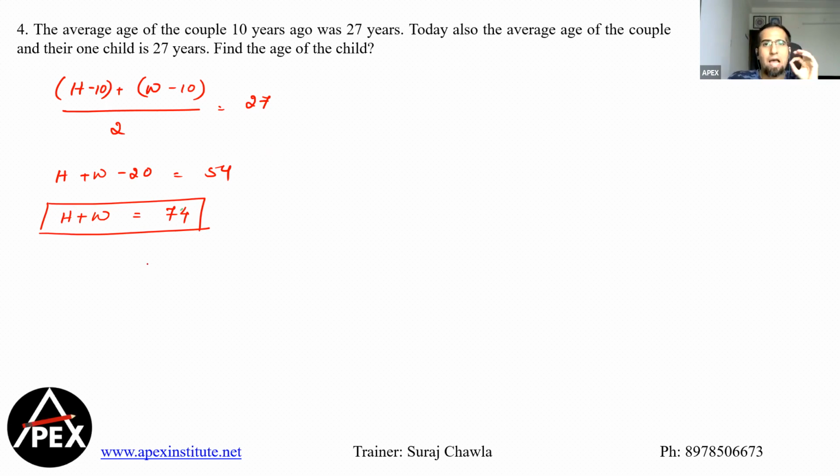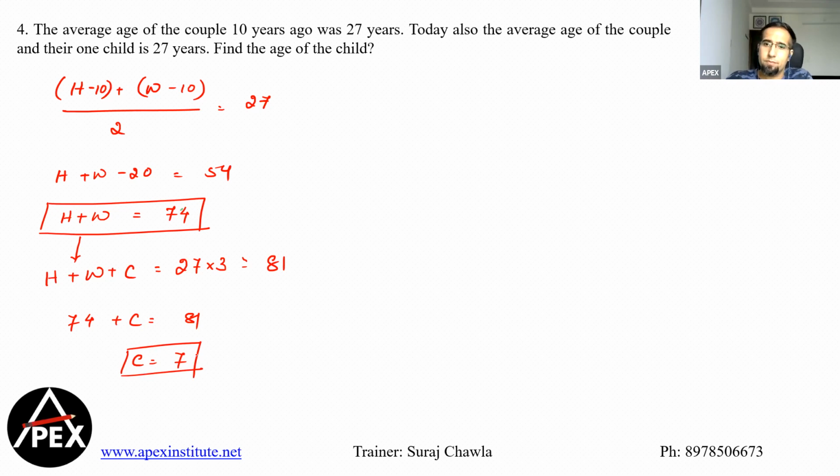Now it says the average age of the couple and one of their child. I'm not using average anymore. Average into number of terms is equal to sum total. So what is 27 into 3? That is 81. So husband plus wife plus child is 81. I know husband plus wife is 74. So 74 plus child is 81, or the age of the child is 7 years. This is the basic method in which you can solve this question, guys.